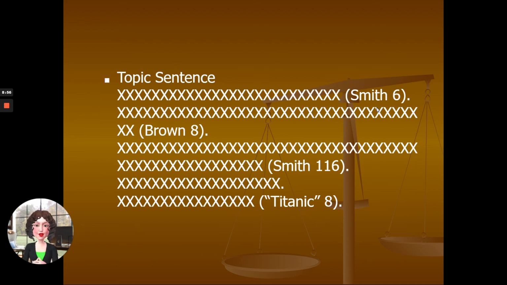So if this was a sample paragraph, I would have to indicate every single time that I mention a piece of information or a fact that's not common knowledge, where that information comes from. You do not need two citations back to back that are the same. You can just have one citation at the end of all the information that comes from one particular source. So if there were 3 facts or statistics on Smith page 6, represented by these X's here, I would just need the one citation at the end of all 3 of those facts.